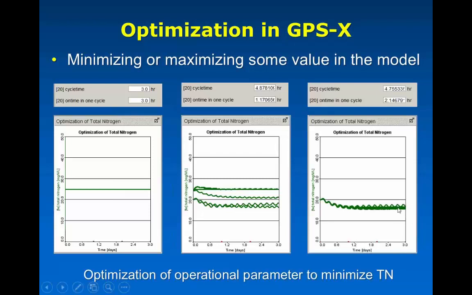And we can see that this answer is about as good as it's going to get. It's better than the 25 milligrams per liter we had there. We're down to about 17 or 16, and that's the best answer we're going to get. And here's our optimal cycle time settings that we came up with.